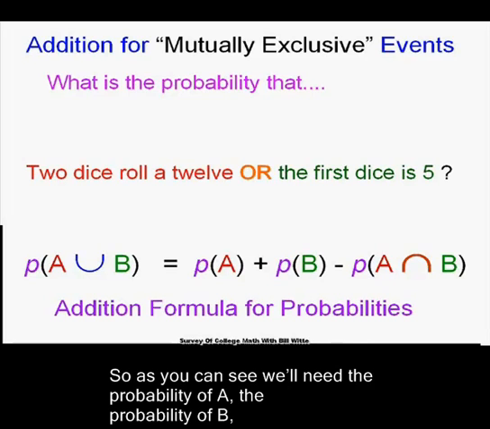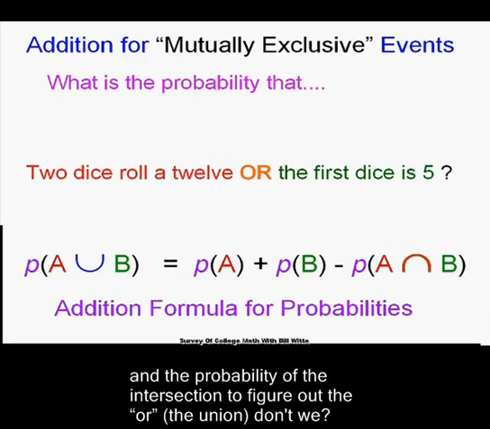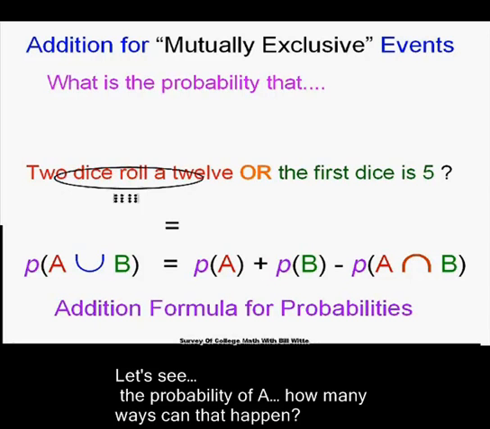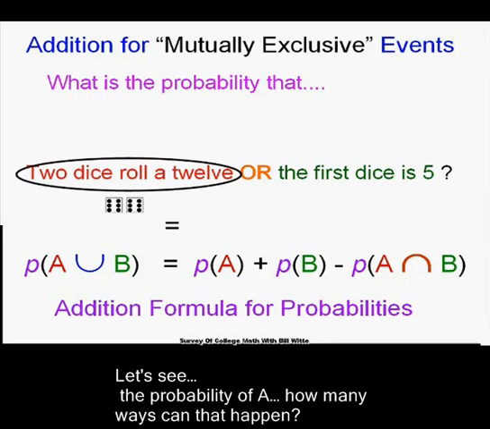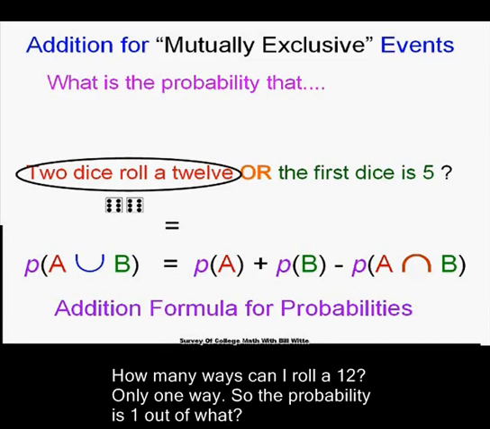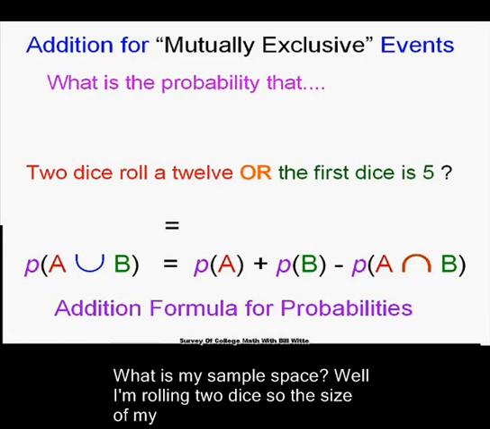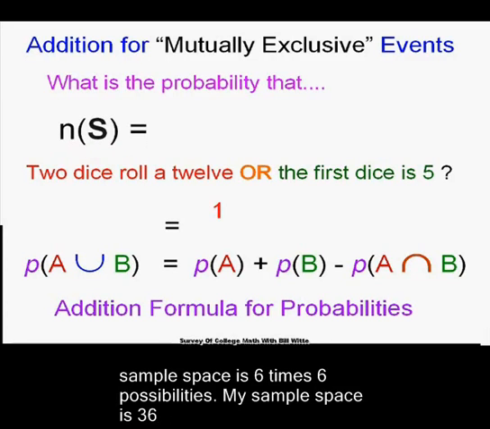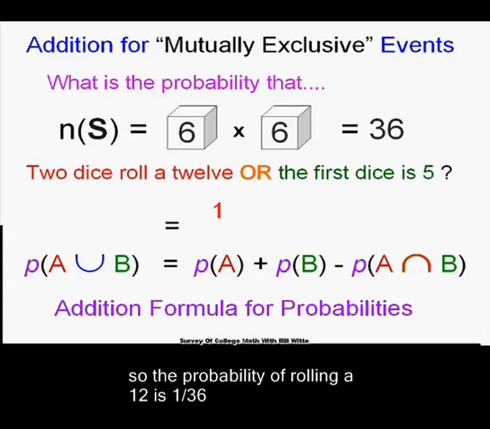So there it is, the addition formula for probabilities. So we need the probability of A, the probability of B, and the probability of the intersection to figure out the OR, or the union, don't we? Well, let's see. The probability of A, how many ways can that happen? How many ways can I roll a 12? Only one way. One out of what? What is my sample space? Well, I'm rolling 2 dice, so my sample space is 6 times 6, which is 36. So the probability of rolling a 12 is 1 out of 36.